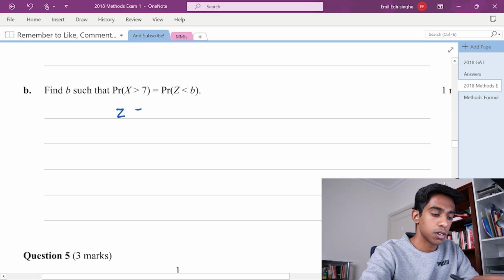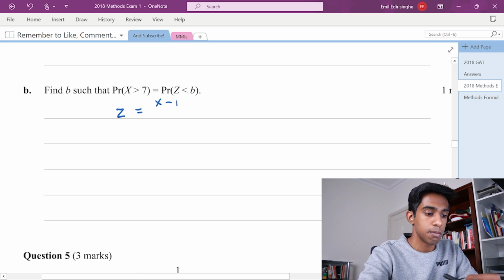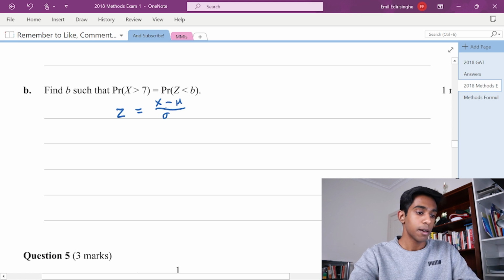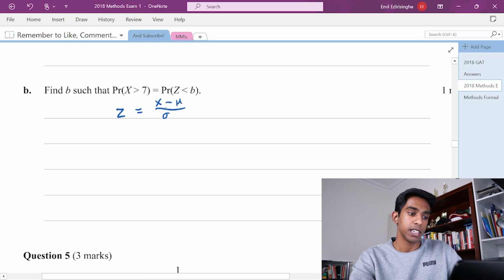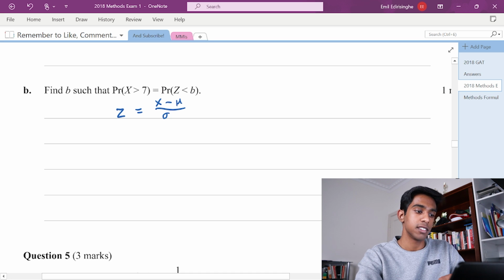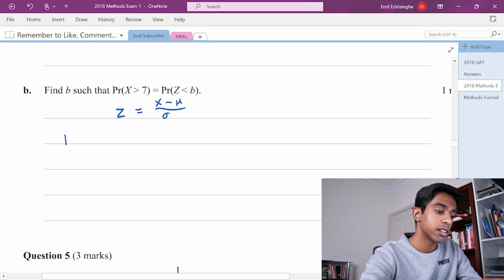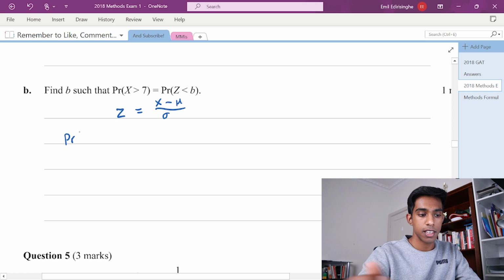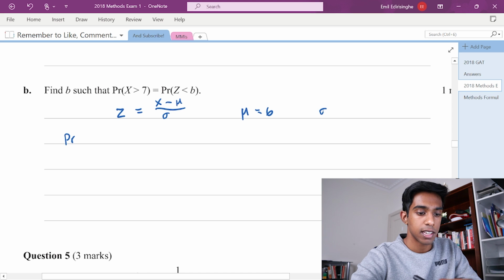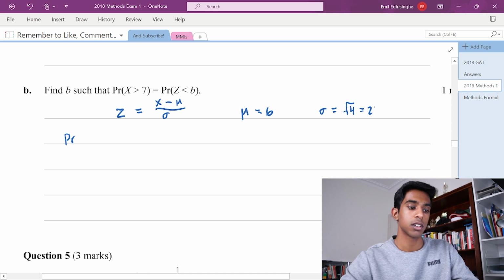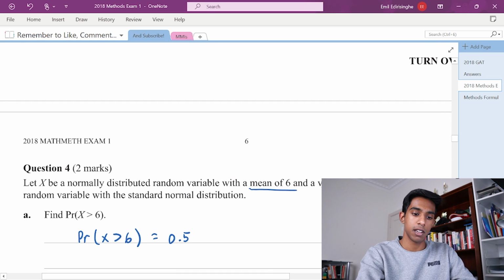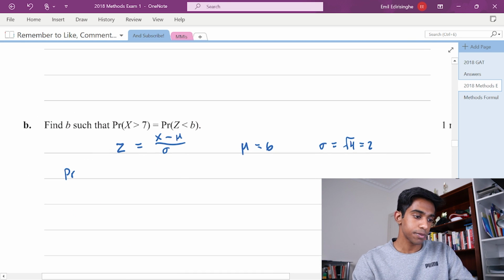z is equal to x minus the mean on the standard deviation. Ignore that terrible Greek writing. But from this, we can hopefully get the value of z. So in this one, the mean is equal to 6, and the standard deviation is equal to root 4, which is 2. And I got those numbers from the mean of 6 and the variance of 4.